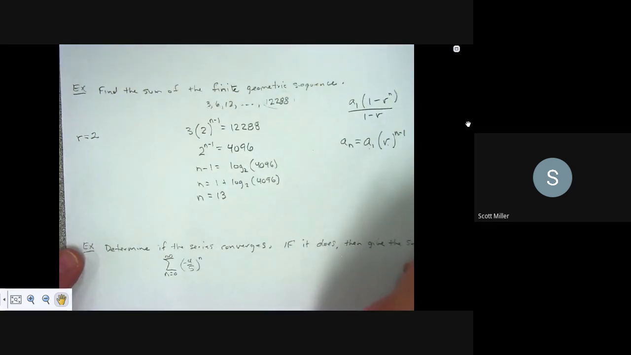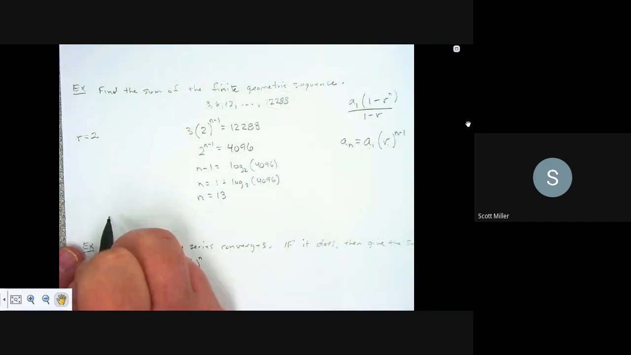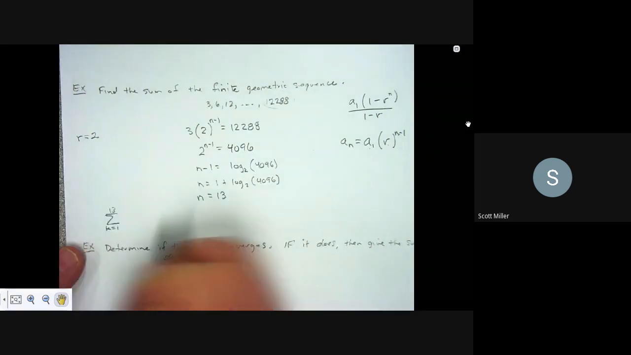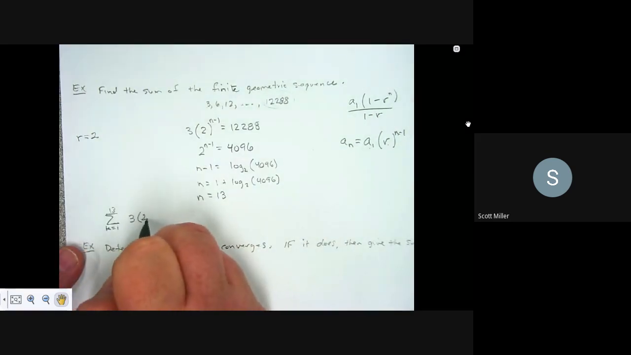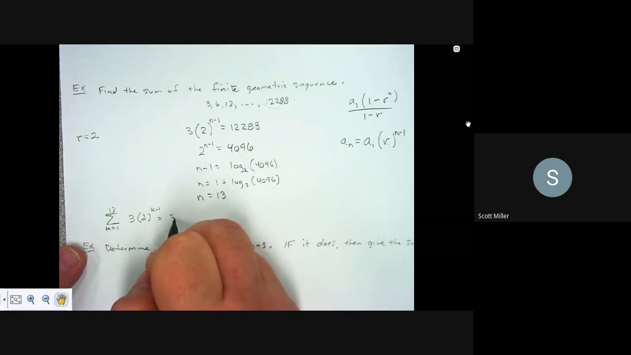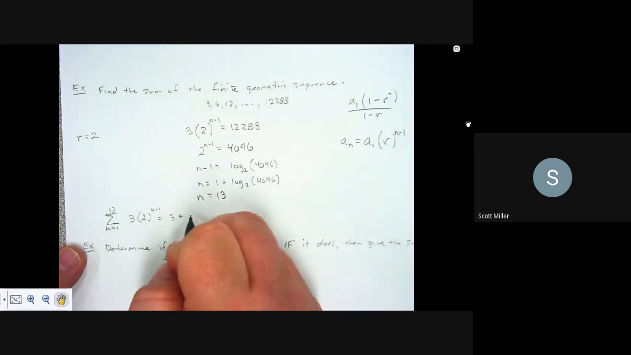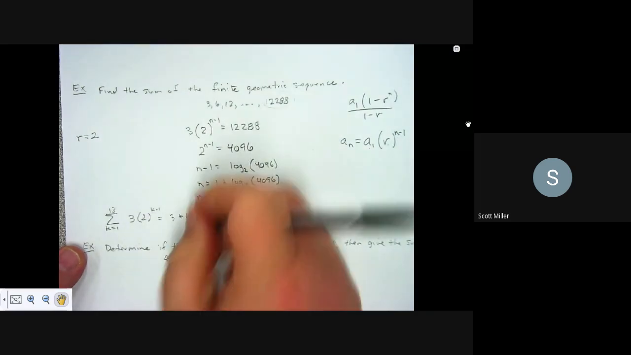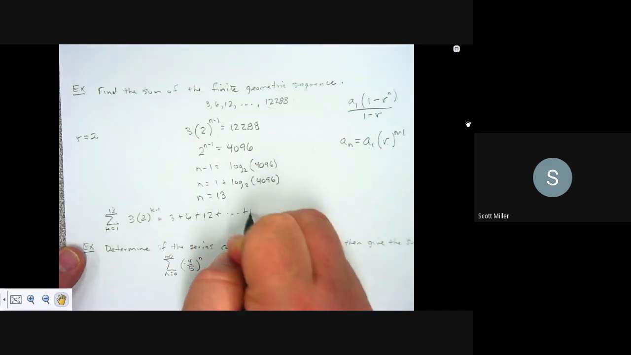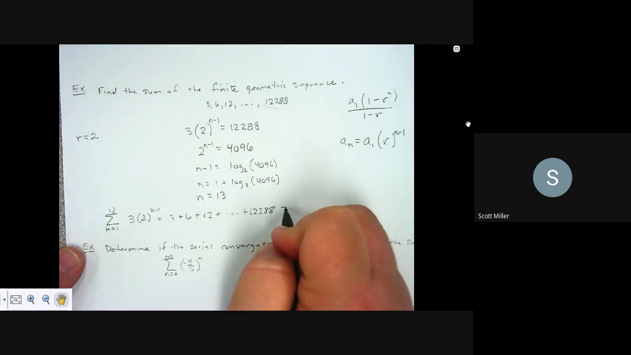So once I have that, then I can come down here and I can find the sum. So what is the sum as k goes from 1 to 13 of 3 times 2 to the k minus 1? That is 3, excuse me. Plug in the 1, you'll get 3. Plug in the 2, you'll get 6. Keep it in the comma, should be plus 12 plus dot dot dot plus 12,288.